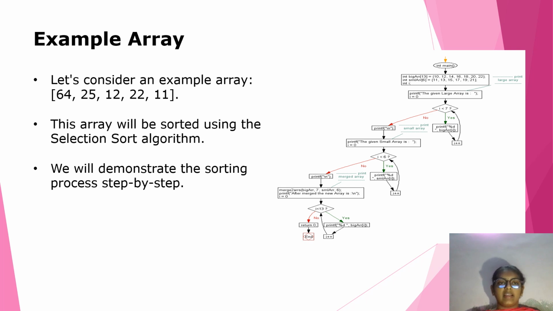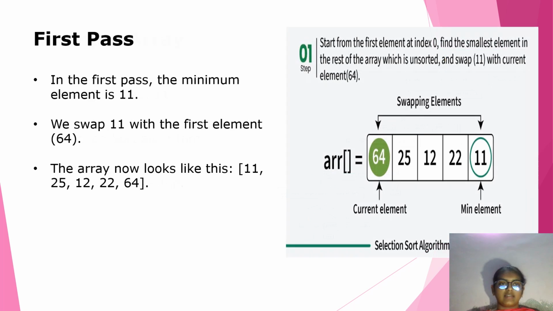Example. Let's consider an example array: 64, 25, 12, 22, 11. This array will be sorted using the selection sort algorithm. We will demonstrate the sorting process step by step. Let's start the first pass. In the first pass, the minimum element is 11. We swap 11 with the first element, 64.